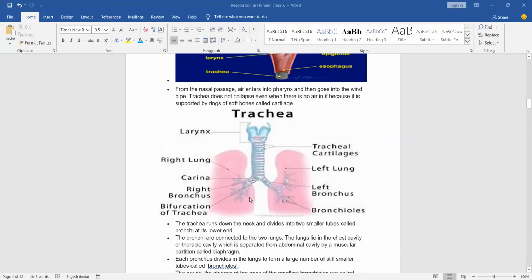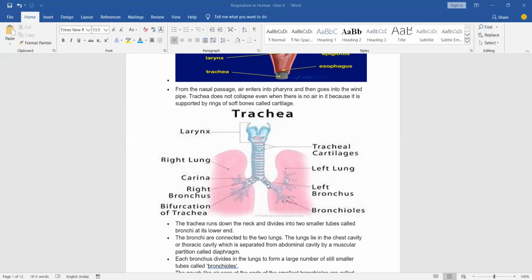The trachea runs down the neck and divides into smaller tube structures at its lower end. These two branch-like structures are known as the bronchi. The bronchi are connected to two lungs. The lungs lie in the chest cavity or thoracic cavity, which is separated from the abdominal cavity by a muscular partition called the diaphragm.